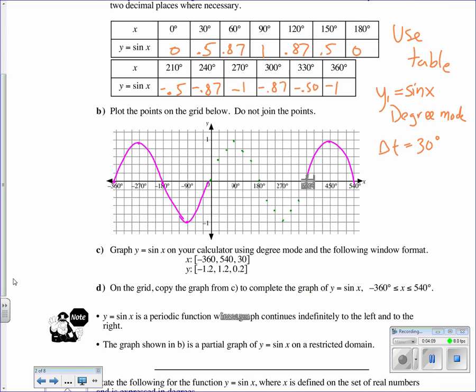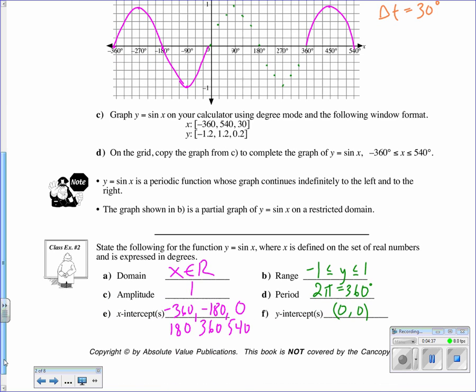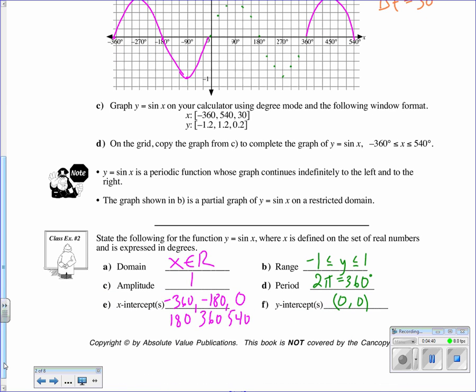Those points form the basis of my graph. And then I'm actually able to extend the periodicity of the graph to see that this pattern continues both forwards and backwards. And I've drawn that on the blue lines. So from 0 to 360, I've got dots, which correspond to my table of values. And then I've extended the graph following the pattern that was suggested. So sine x is a periodic function whose graph continues indefinitely to the left and to the right. We built a graph or a table of values on a restricted domain, just going from 0 to 360.